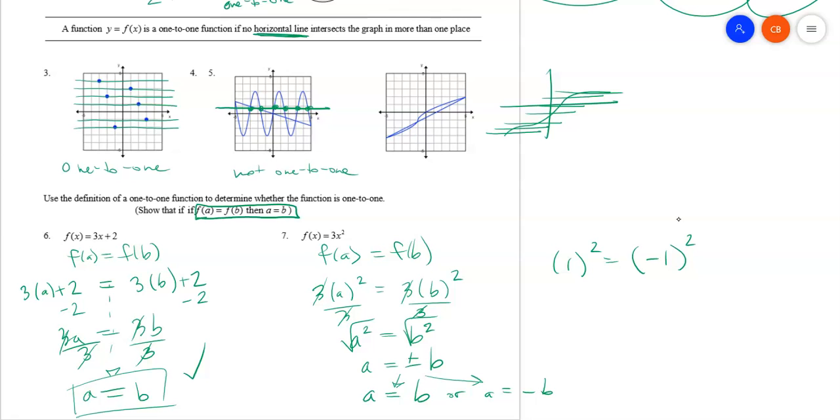And so you notice we were not able to say that a is equal to b, because it might be the case that a is equal to negative b. And so this one is not one-to-one. And this is another way that we can write one-to-one, by the way. And so that's how we will do it from the definition.